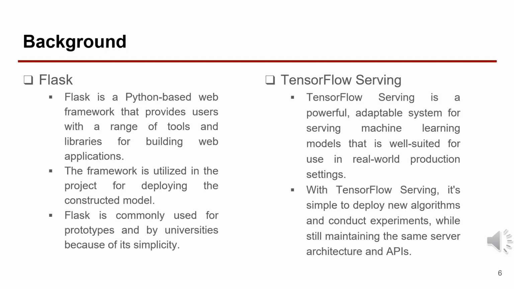To quickly go through the background of machine learning model deployment, there are two ways to do this. First is Flask and second is TensorFlow serving. Flask is a Python-based web framework that provides users with a range of tools and libraries for building web applications, whereas TensorFlow serving is a powerful, adaptable system for serving machine learning models that is well suited for use in real-world production settings. Our project is deployed using Flask because Flask is commonly used for prototypes and by universities because of its simplicity, whereas TensorFlow serving is simple to deploy new algorithms and conduct experiments while still maintaining the same server and architecture, but it's really complex.